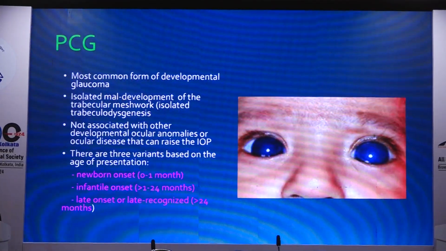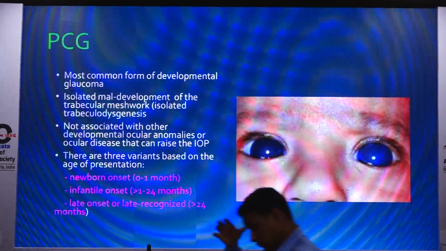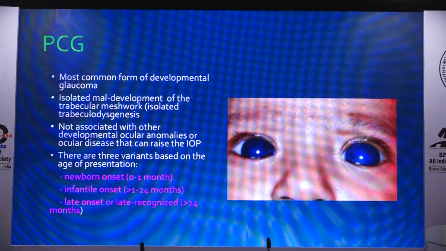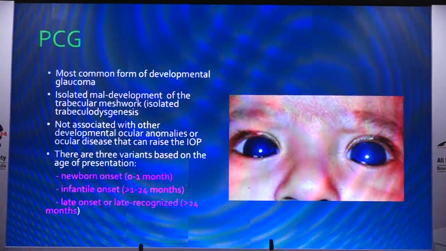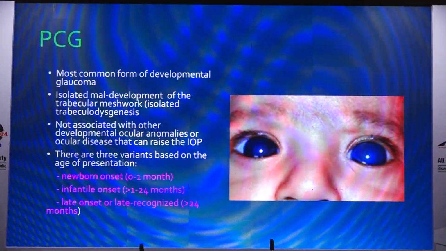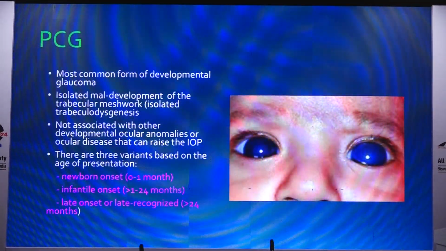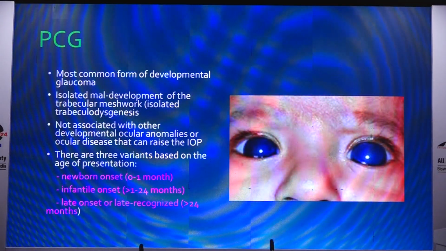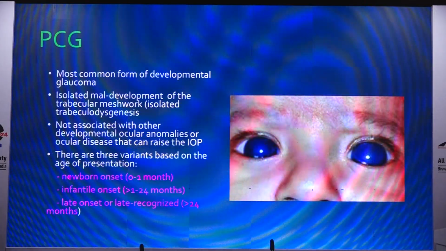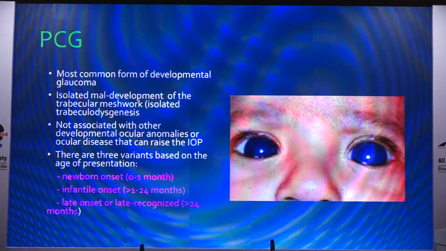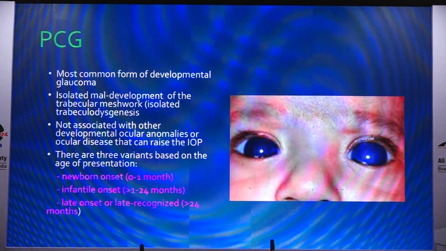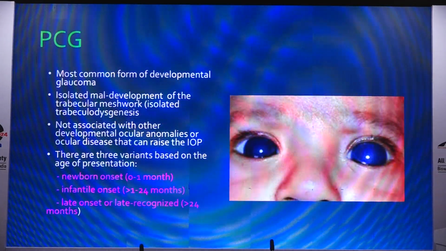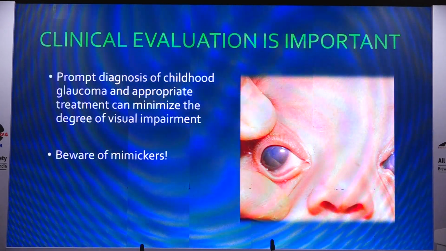This is the most common form of developmental glaucoma, and the etiology is isolated maldevelopment of the trabecular meshwork, which is also known as isolated trabecular dysgenesis. It's not associated with other developmental or ocular anomalies or ocular disease, and there are three variants based on the age of presentation. Either it can be a newborn onset, that is 0 to 1 month, or infantile onset between 1 to 24 months, or late onset or late recognized, that is more than 2 years of age.